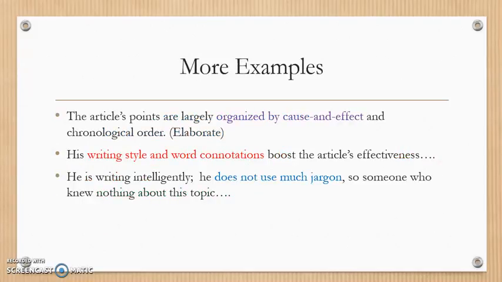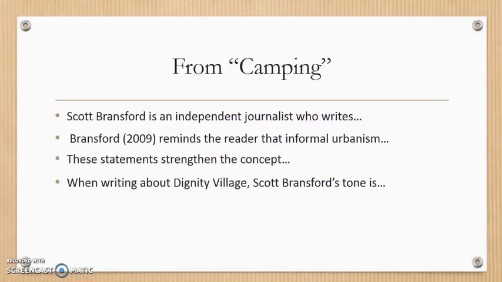Some more examples. Again, cause and effect. If that's one pattern of organization you found and you felt it helped the article in some way. Maybe the author's effectiveness is boosted by his writing style and word connotations. Maybe he doesn't use a lot of jargon, or on the other hand, maybe he or she uses a lot of jargon and you felt that this was not as beneficial to the article as it could be. So here's one example from Camping for Their Lives by Scott Bransford.